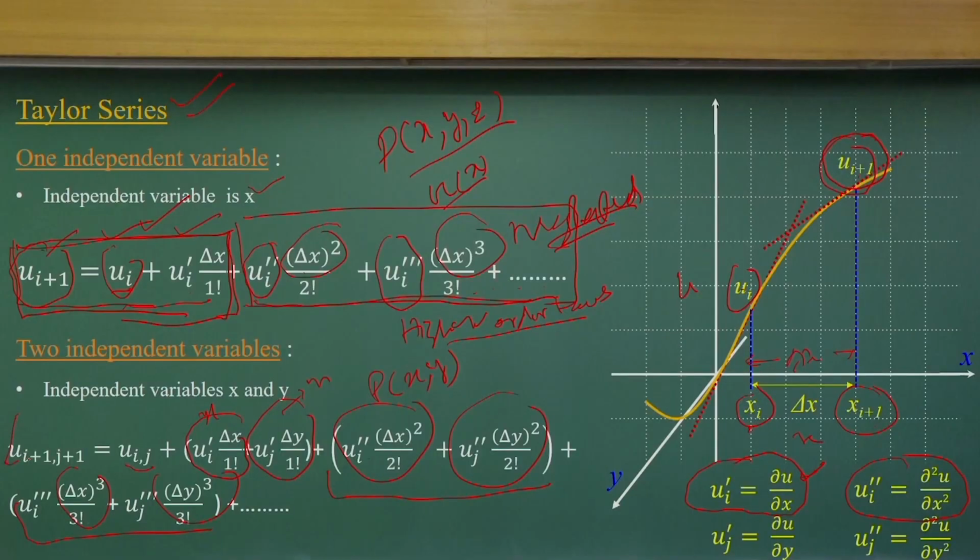So, whenever you consider the two independent variable case, we approximate the function at i plus 1 and j plus 1, considering u ij, plus the first gradient component times delta x, plus the second gradient component times delta y.